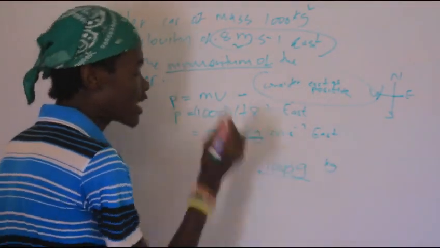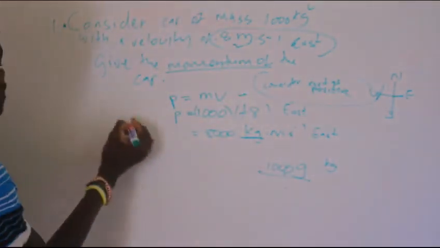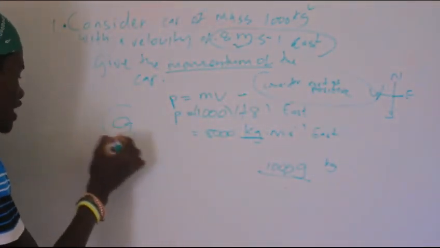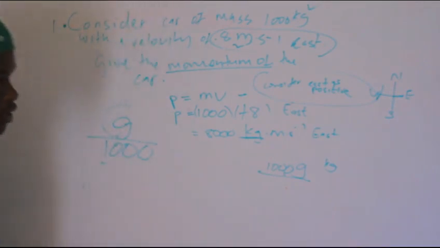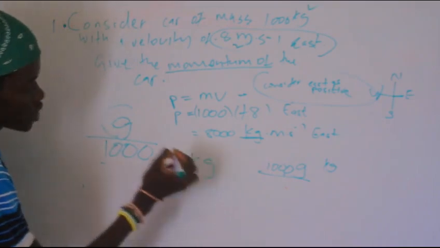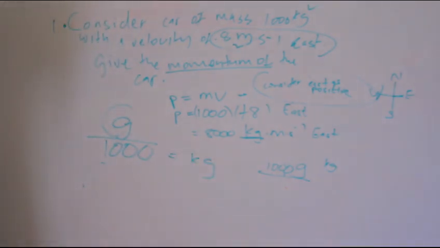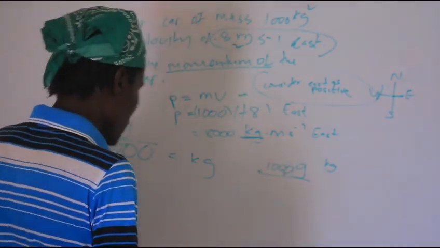Every time they give you grams, listen to me, every time they give you grams, you take those grams and say over 1,000 to make them kilograms. I hope I'm making sense. Perfect. Now we're going to the second example.